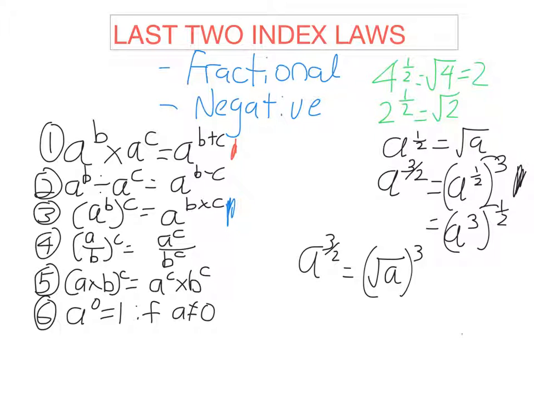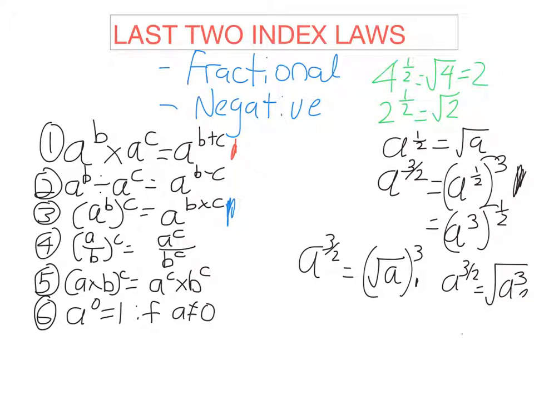If I use the second one, I get that a to the power of 3 on 2 equals square root of a cubed. In fact, this and this are the same thing. So I could have chosen any number on top. I could have chosen a to the power of 5 on 2, a to the power of 6 on 2, 7 on 2, whatever.